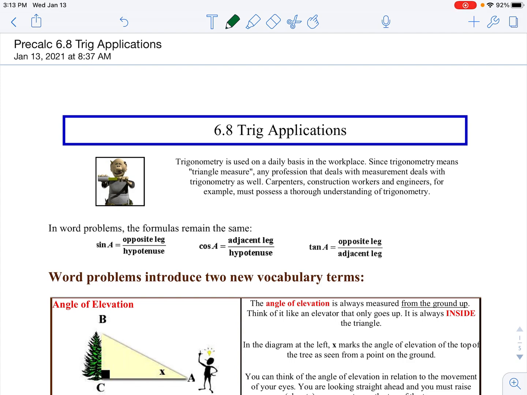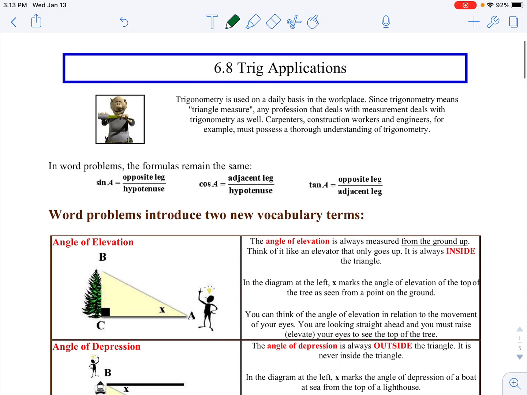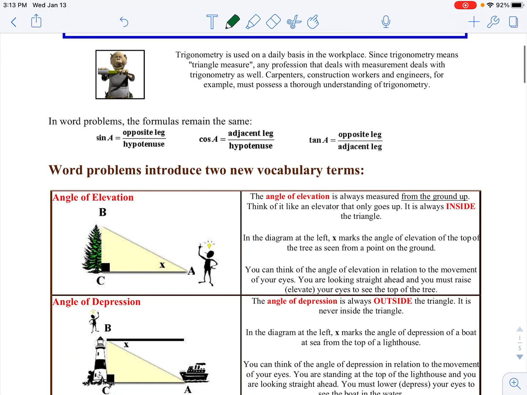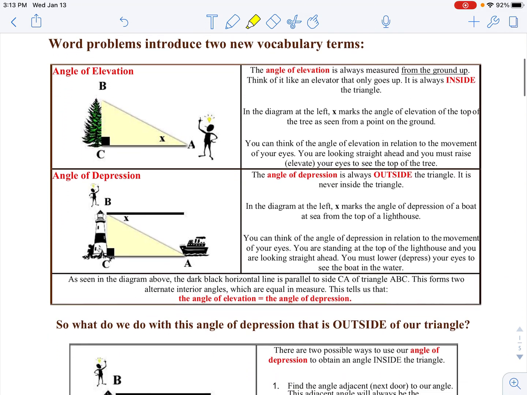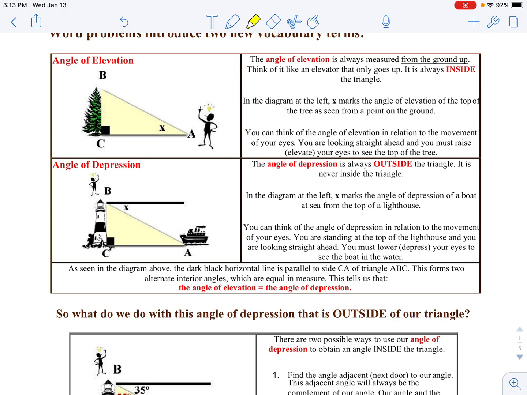6.8 is called Trig Applications. Like yesterday, we're going to be solving missing parts of a triangle, and we're going to be just using the main three SOHCAHTOA, sine, cosine, tangent, but we are going to be applying them in word problems.